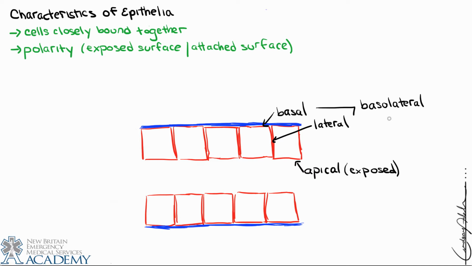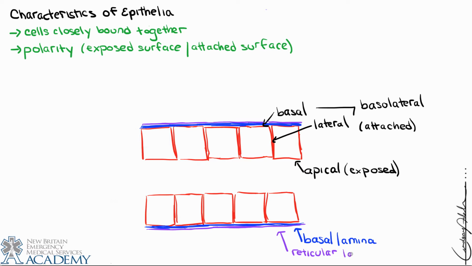And together we can often refer to the attached surfaces as basolateral. So we separate the apical from the basolateral. Sometimes you'll see basal and sometimes you'll see basolateral, and the distinction is kind of minor. Now also the blue line is the basal lamina, and then we'll draw in a purple line, and that is going to be the reticular lamina. And together those make up the basement membrane. We'll talk a little bit more about those in a moment.